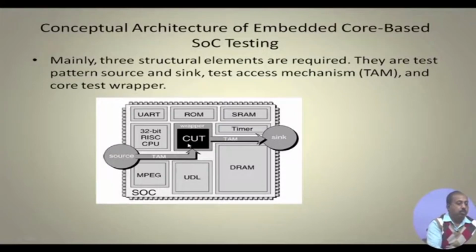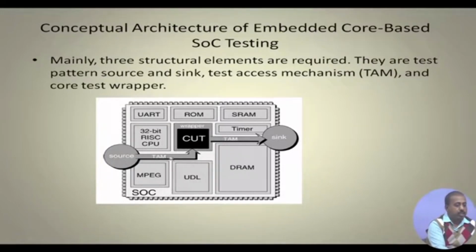Now, as we know, every core is wrapped into a 1500 wrapper. So, this is the wrapper design that we have, and we will see how this wrapper design can be done. The test patterns have to be transported from the source to this core under test, and the responses are to be collected and sent to the sink. So, this is what is required.